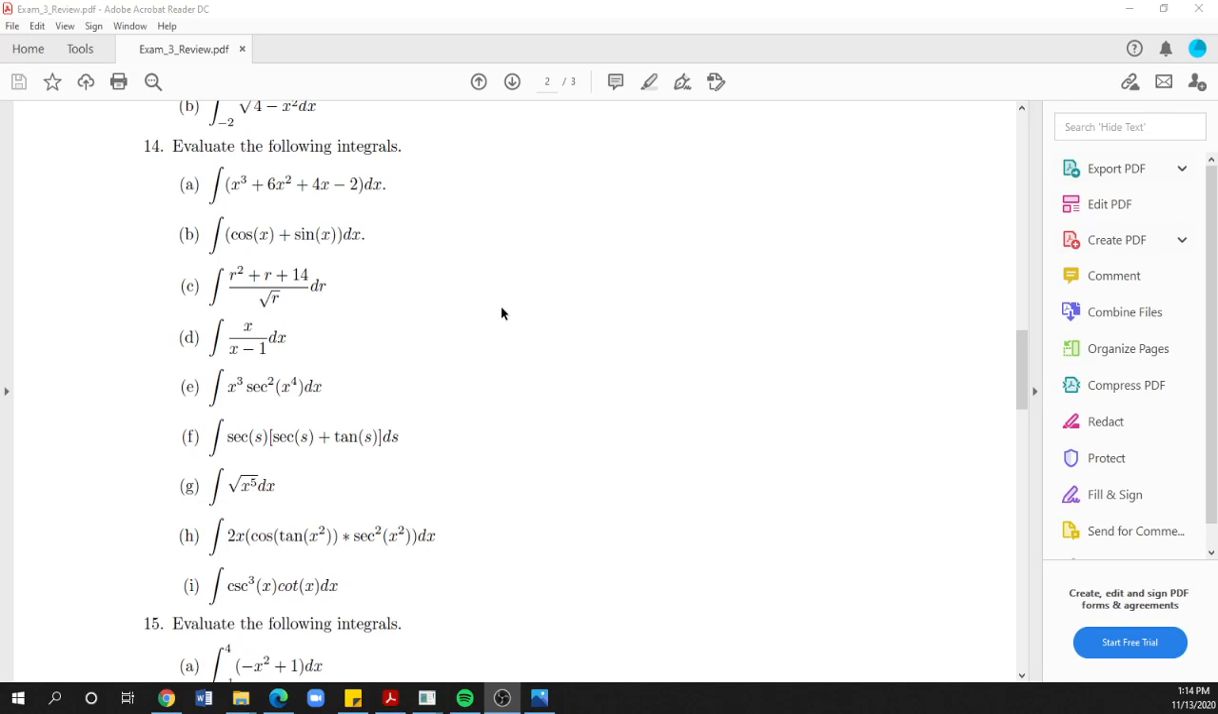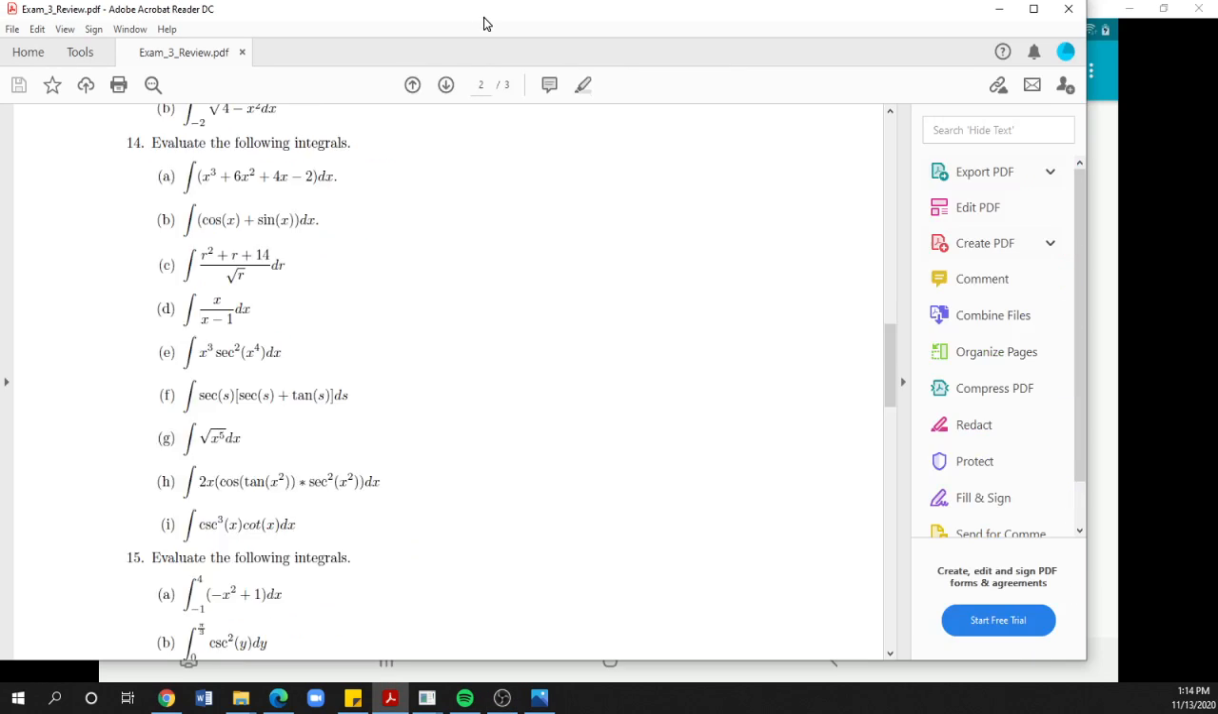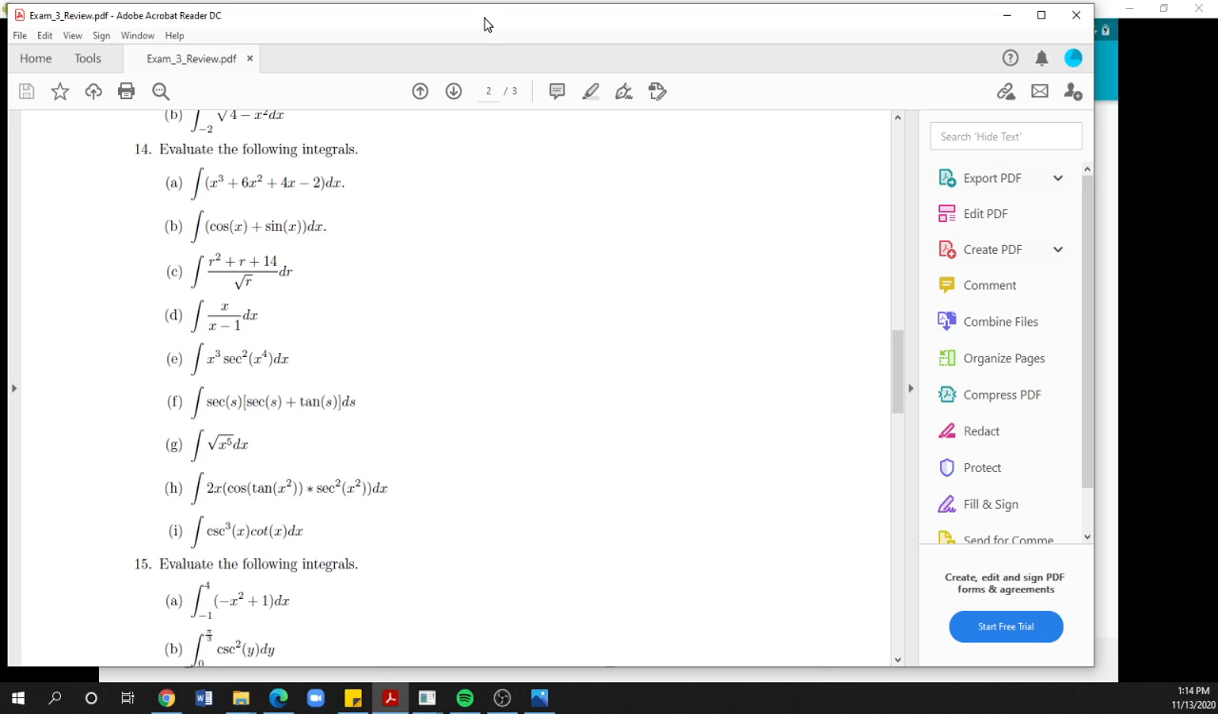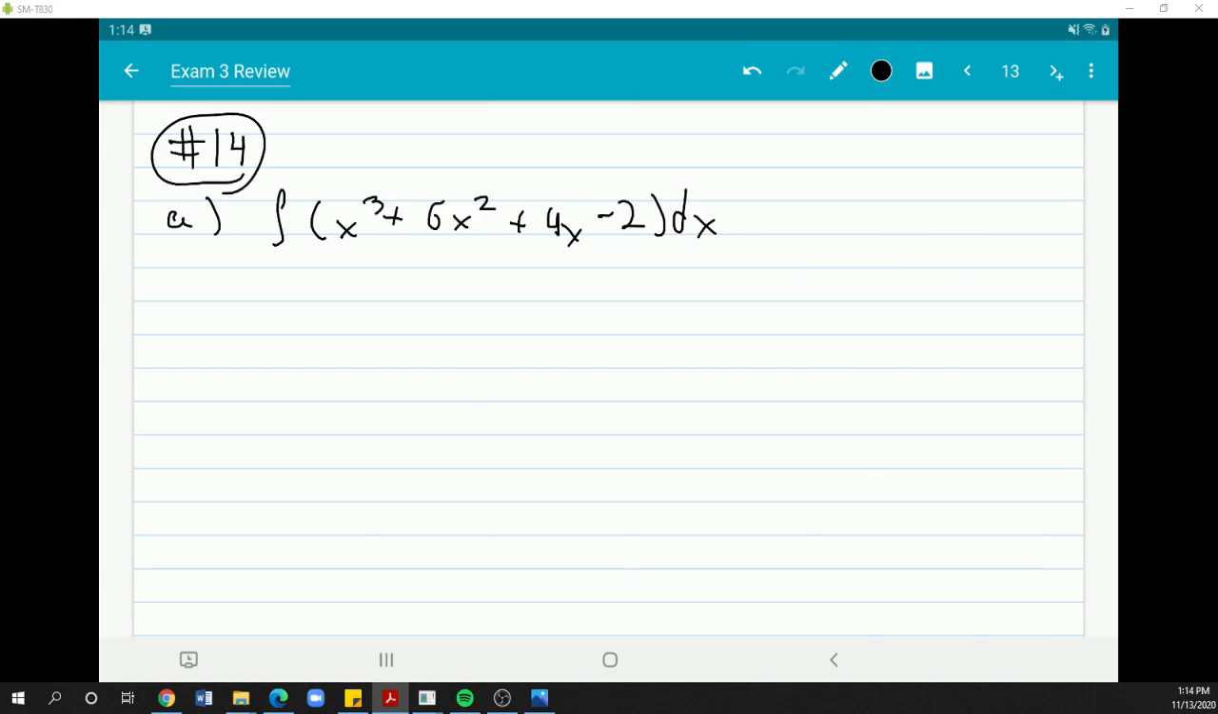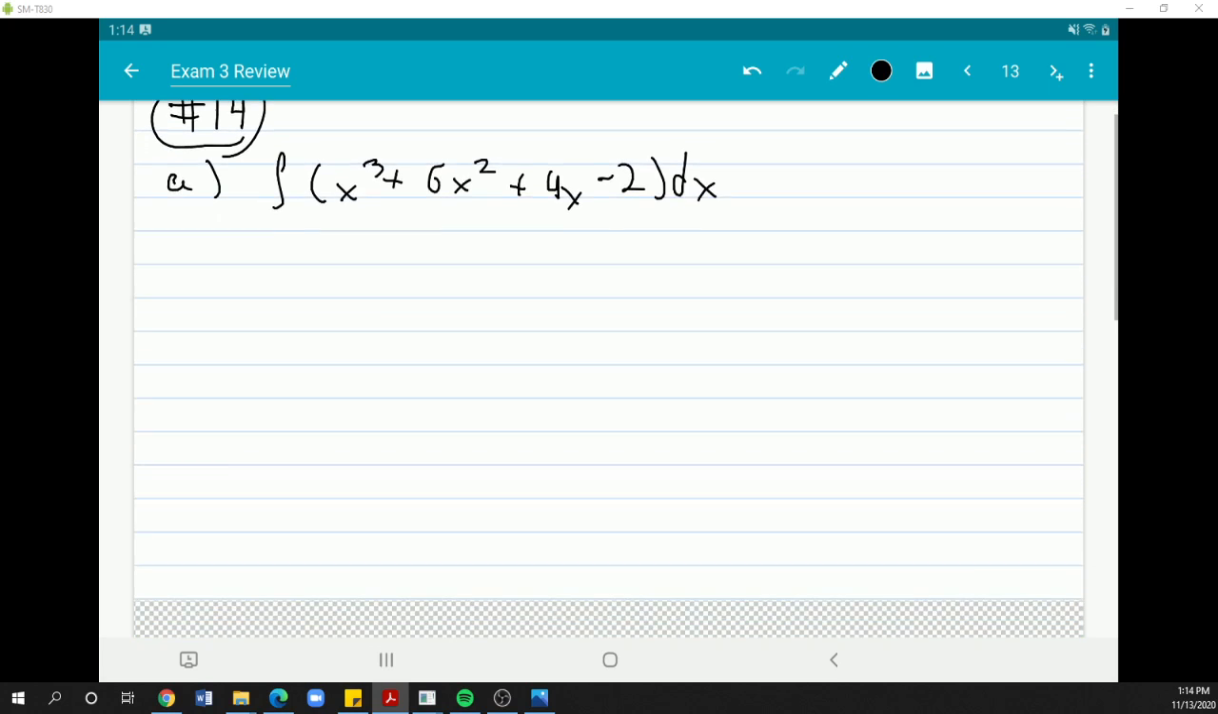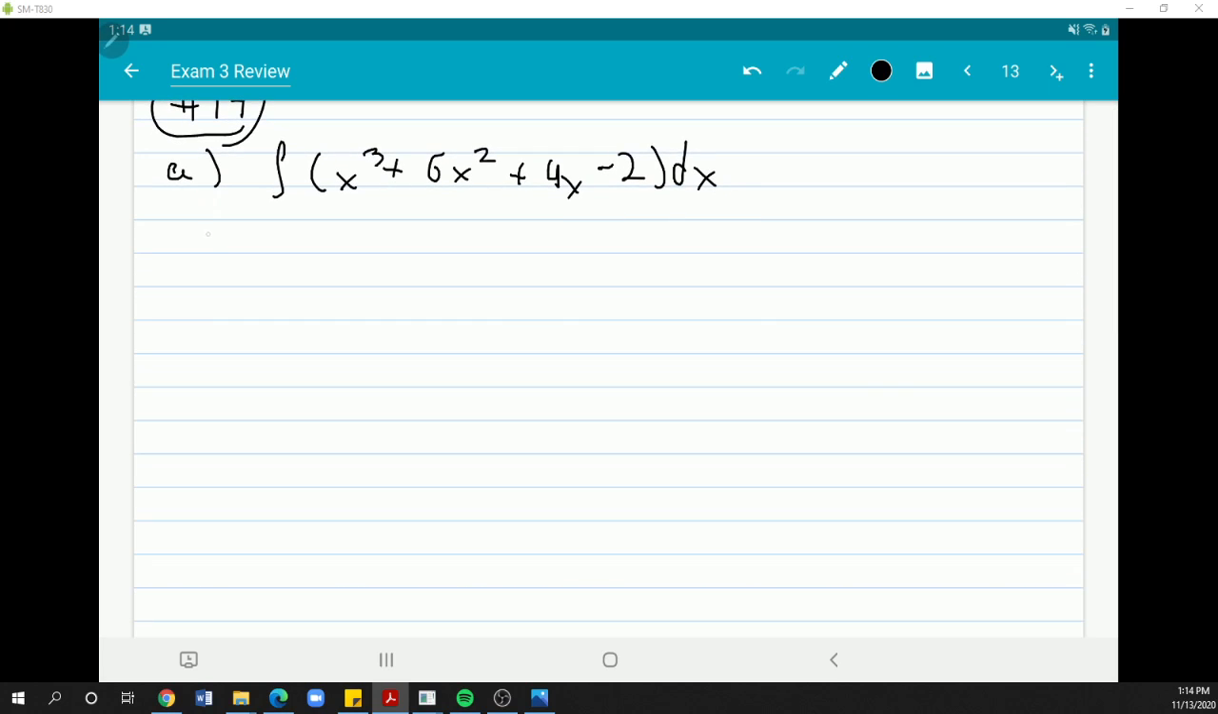Problem 14. Got 9 integrals to do, so let's go ahead and do those. So first one, x cubed plus 6x squared plus 4x minus 2. First, you have to know that if I just write the integral sign with nothing else, all I'm looking for is an antiderivative. So these problems really aren't going to be that different from number 1, just extra practice and worded in a different way, but still very much worth doing.